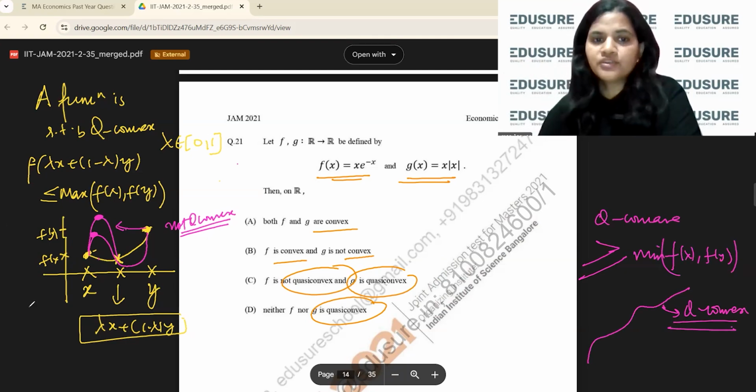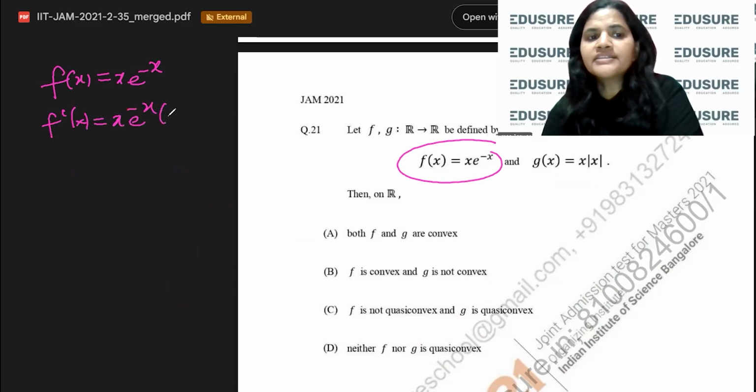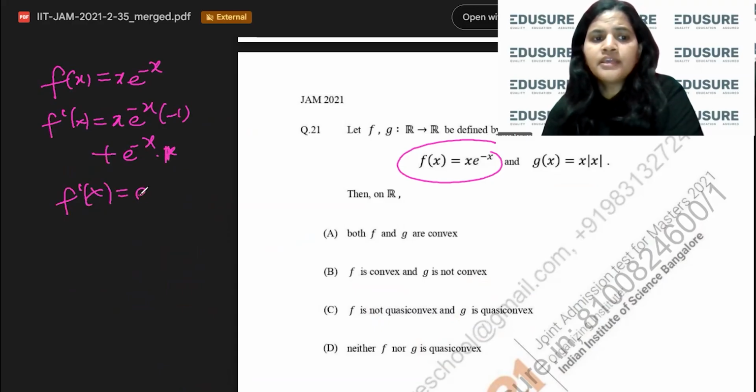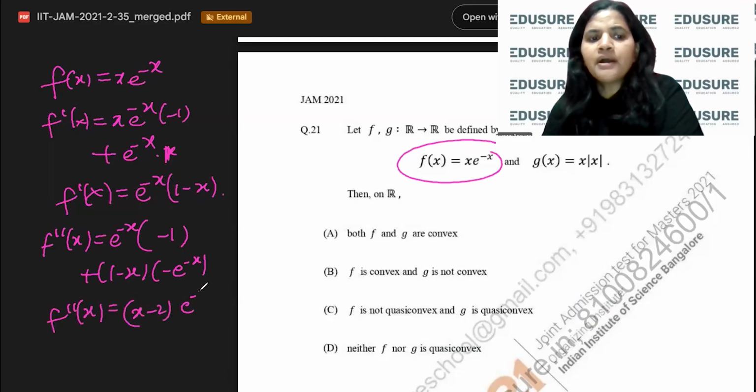Now let's come to this question. So let us come to f first. So f of x is x e power minus x. So f dash x is x e power minus x into minus 1. We are using the product rule. Okay, so f dash x is e power minus x times (1 minus x). So let us calculate the second derivative. e power minus x times minus 1, plus (1 minus x) times minus e power minus x. So the second derivative is (x minus 2) e power minus x.